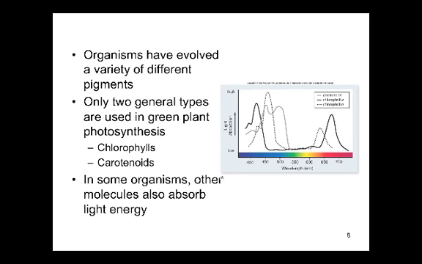Organisms have evolved a variety of different pigments. As I've previously mentioned, we have chlorophylls and then carotenoids. In some organisms, there are other molecules that also absorb light energy, but the only ones that we'll be focusing on in this chapter are chlorophylls and carotenoids. We'll look at them in a little more detail shortly.